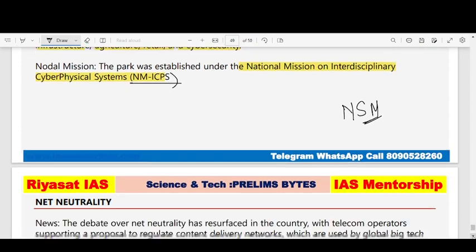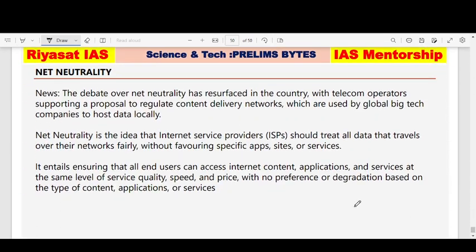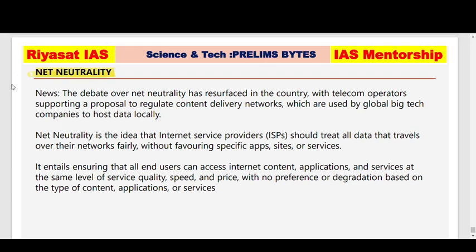You need to understand. Now, last topic for your ICT is your net neutrality. Basically, it's a concept. It is not an application. Is nothing such type of technology. Basically, what it is saying that it is giving direction to all the ISPs, whoever is providing internet services to users, that they should treat all data that travels over network fairly without favoring specific apps, sites, or services.